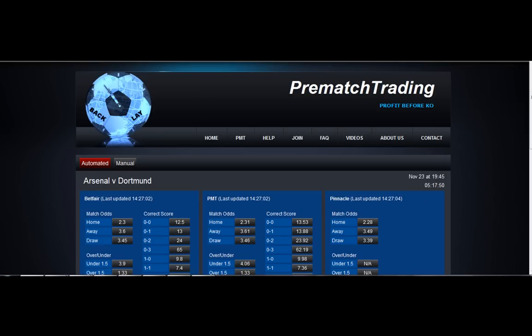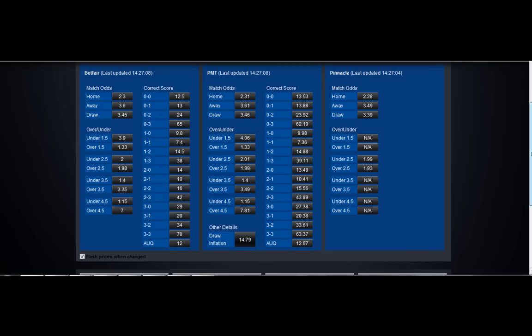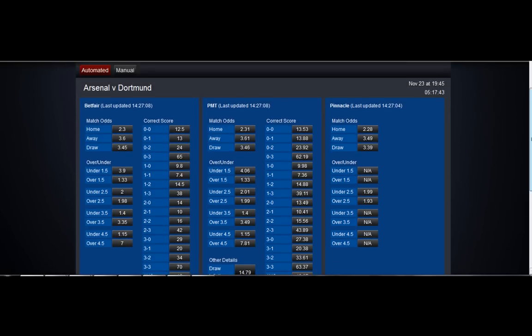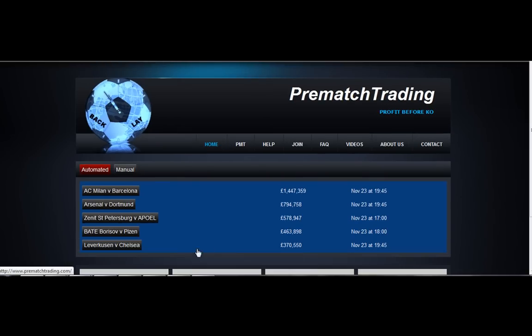We have a timer now on it that shows you when the kickoff is, how far away it is, and also the Pinnacle prices on the right. And these update every 6 seconds for PMT and Betfair. So this addition has been very well received, and I'm sure you'll enjoy trying it.